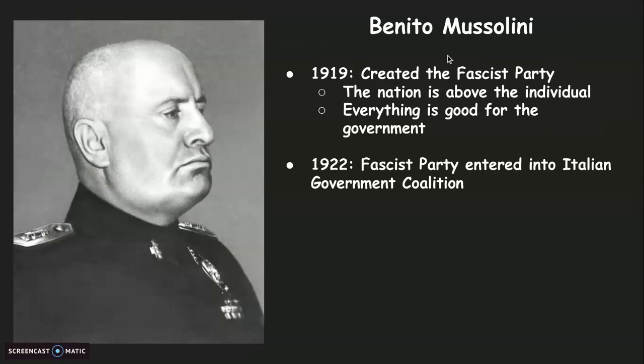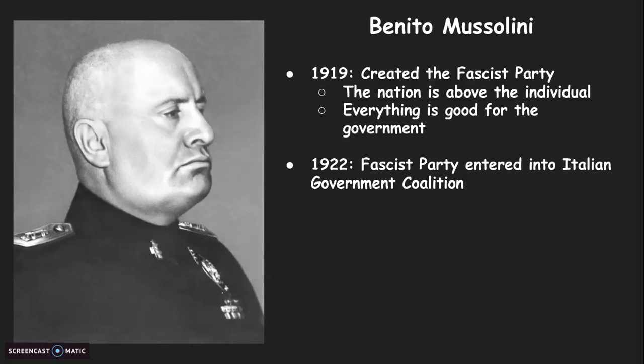But Germany is not necessarily the first to do anything after World War I to start World War II. That title goes to this man right here, Benito Mussolini. In 1919, Mussolini created the Fascist Party. In the Fascist Party, the idea is that the nation is above the individual and everything is good for the government. Italy was one of the weaker European nations.